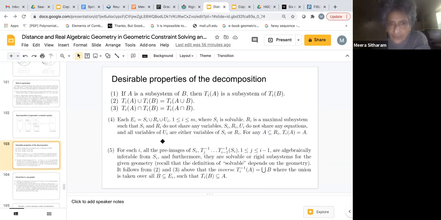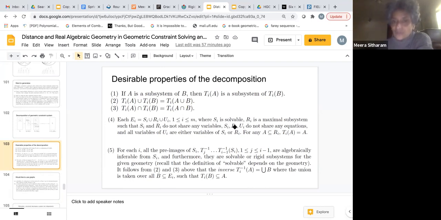Okay, and the other thing I want is that the overall system at any given stage, Ei, you can split up into three parts: the subsystem that I picked up, the solvable subsystem that has finitely many solutions, union some kind of part that shares some variables with it, and another part that doesn't share any variables with it.